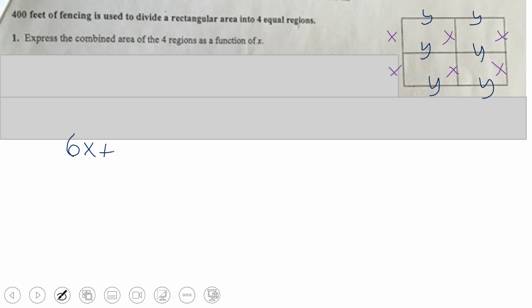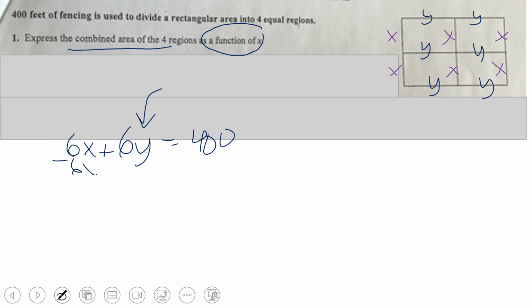And we also have 6 y's. Plus 6 y's is equal to 400. Now I know that when I construct a function that represents the area of the 4 regions, it only wants me to use the variable x. And so I'm going to start by solving, isolating the y.